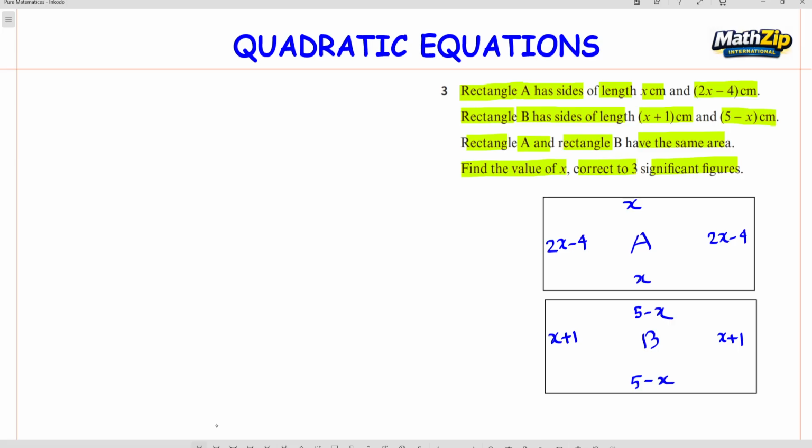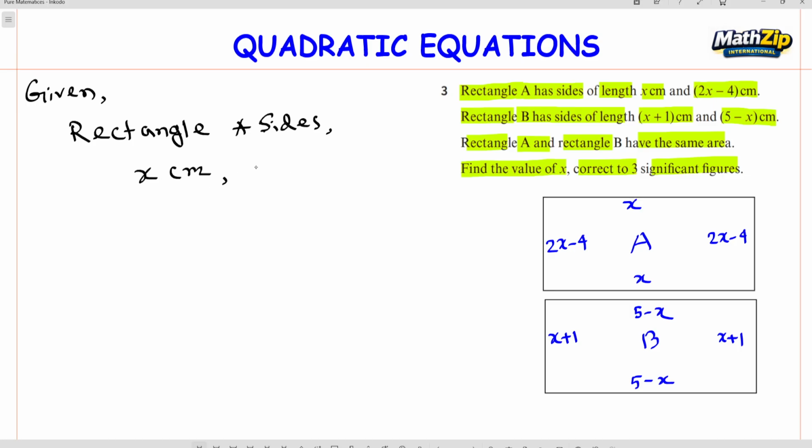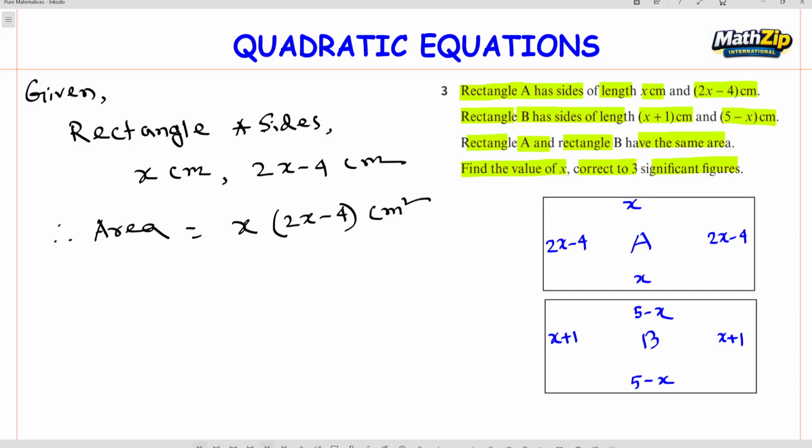So we can write now, given rectangle A sides, which is x centimeters and 2x minus 4 centimeters. So area, it will be multiply, it means x times 2x minus 4 centimeters squared. Okay, so this is equation 1.